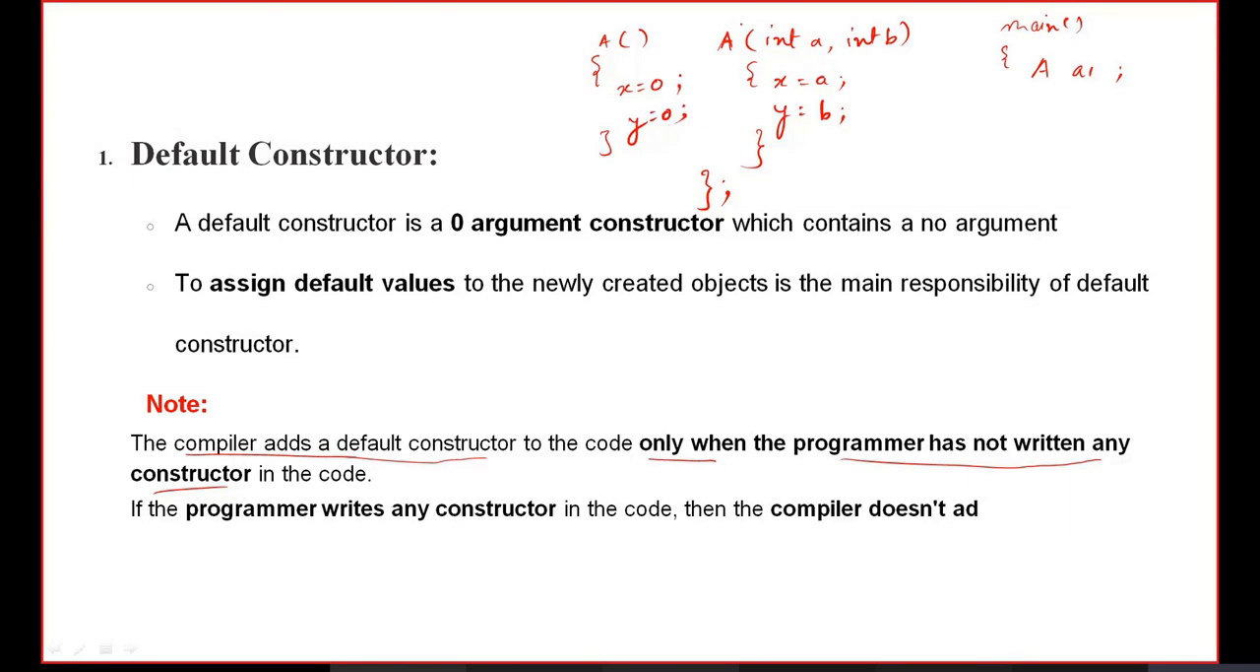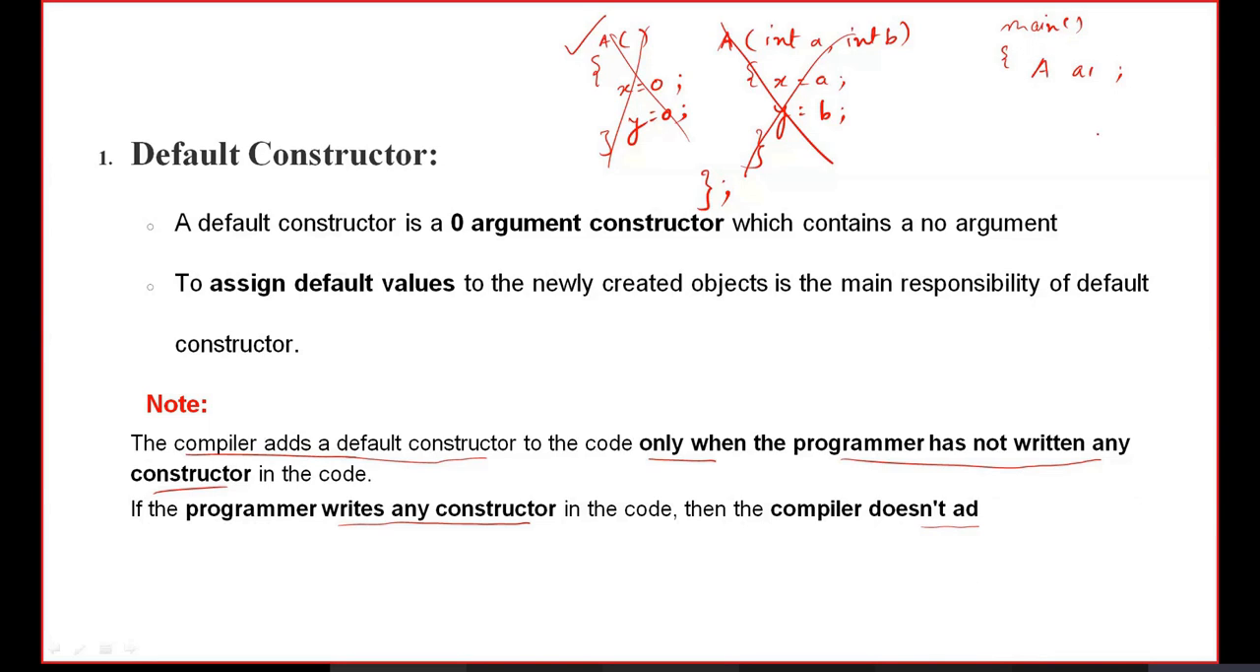If this default constructor was not defined by us in the class, and definitely this parameterized one was also not there, then in that case, the compiler would have created the default constructor for us. Got it? So very important point to note. Now, if the programmer writes any constructor in the code, then the compiler doesn't add any other constructor. That is what we have discussed, right?